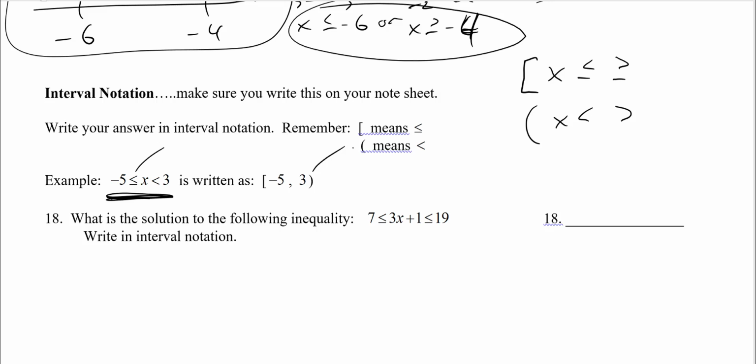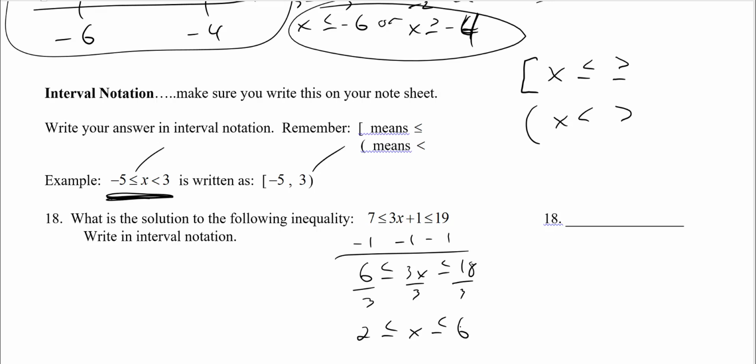So if I ask you to do this problem and come up with an interval notation, I'm going to subtract 1. You guys should know how to solve these. So you get 6 less than or equal to 3x, less than or equal to 18, and then divide by 3. So we get 2 less than or equal to x, less than or equal to 6. Okay, so it's between those two, so this is where you're going to write it. It's a bracket because it's less than or equal to, so 2 comma 6, and another bracket like that. Okay, that's your answer to that problem.